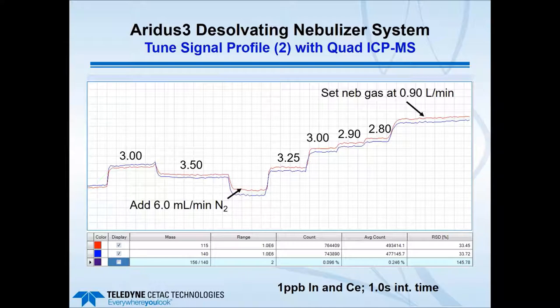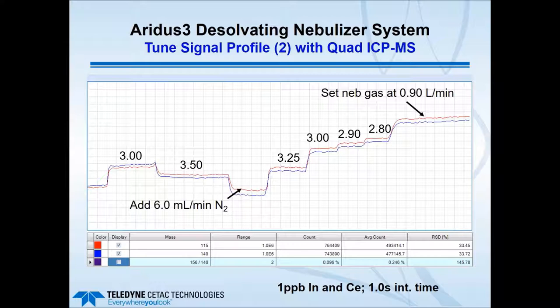Okay. So then I went back to my tuning steps and started to move back on the argon sweep gas flow. And I did these in smaller increments, 3.25 down to 3, 2.9, 2.8, and you see the signal markedly increasing. Then I went ahead and started to tune the nebulizer gas flow and set it at 0.90 liter per minute. So from where I started with the nitrogen to where I've ended with the sweep gas tune and the nebulizer gas tune, there has been a very pronounced increase in the analyte signal.